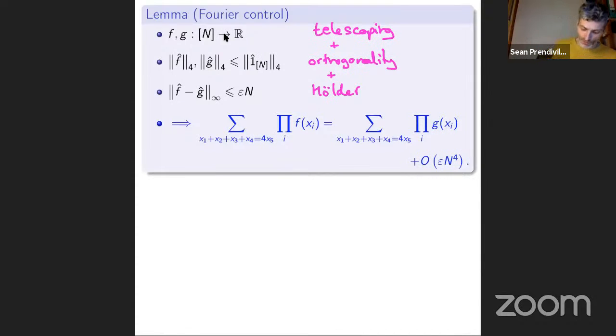But what I'd say is, for our application, we're working with a rescaled Sidon set, and we're working with a function with bounded L2 norm. So we need to verify that both our rescaled Sidon set and our function with bounded L2 norm have a Fourier transform which is comparable to that, at least in the L4 norm of the interval. So how does that go? Let me do it for the Sidon set.